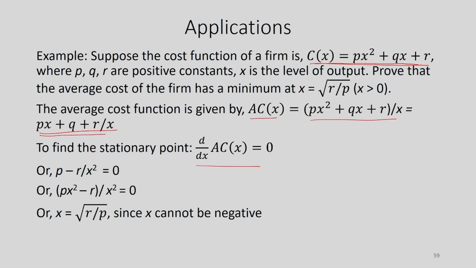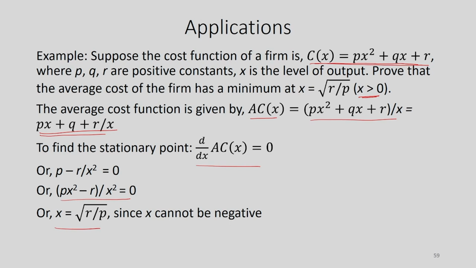And if you take the derivative of this, it becomes P minus R divided by x square, and this left hand side becomes Px square minus R whole thing divided by x square. That should be equal to 0. So, the numerator should be equal to 0, and if you simplify this, it becomes x equal to root over R divided by P. There is a negative root also, but we are ignoring this because x is assumed to be positive.